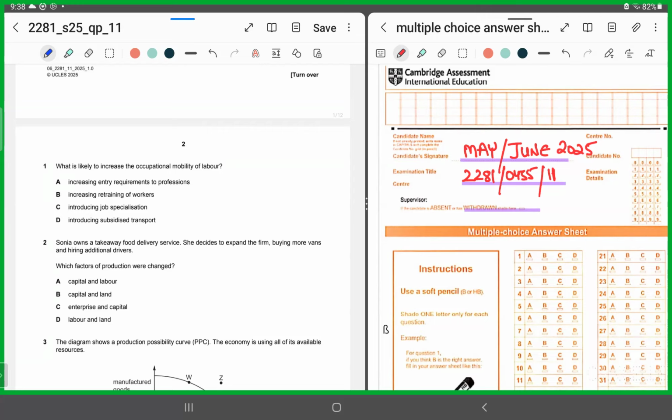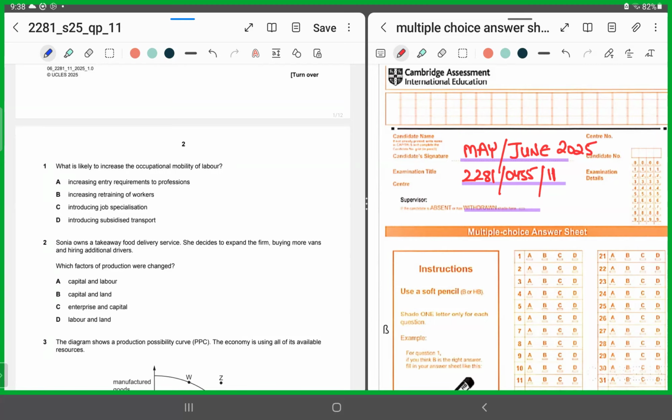Well, today I brought for you all the Mid-June 2025 paper series 2281 and 0455 variant 11. Today we'll be doing another MCQ paper. Let's quickly dive into the paper and see what this paper has brought for us today.